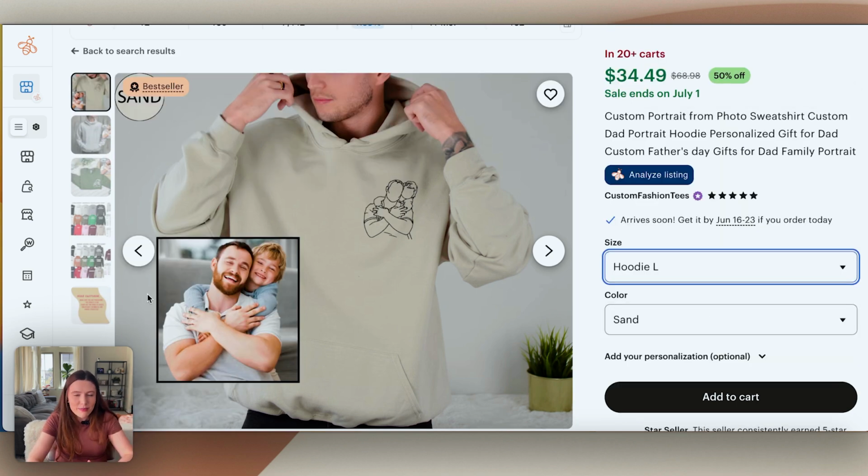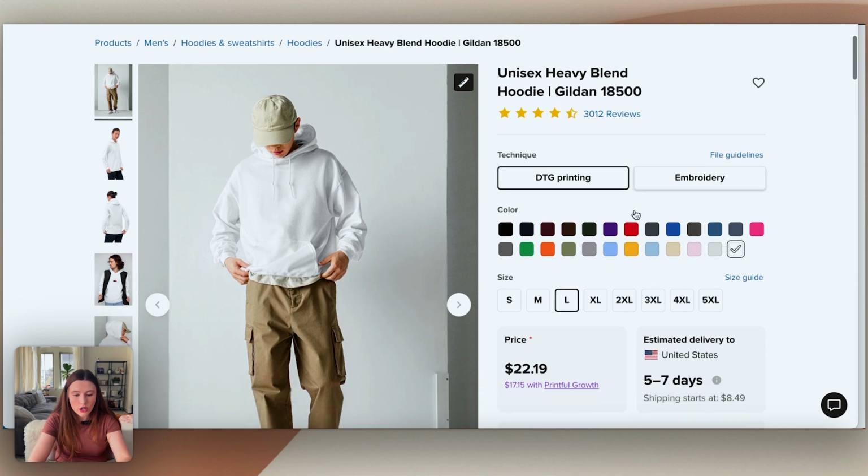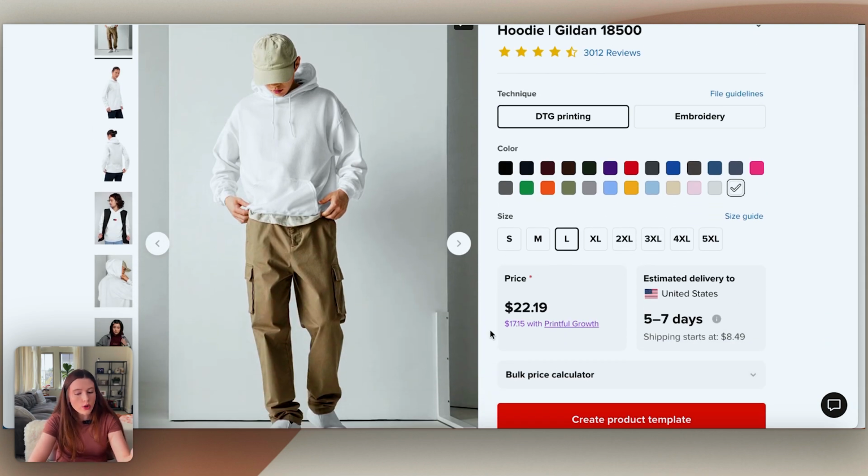What I've done here is I have pulled in the hoodie, large, and then chosen sand. Given that I've been in the print on demand game for a while, I'm very familiar with this model, so we can take a look at what the pricing is for it. That hoodie that we saw is the Gildan 18500 hoodie, and it's listed here on Printful for $22.19 if you don't have the growth plan or $17.15 with Printful Growth.